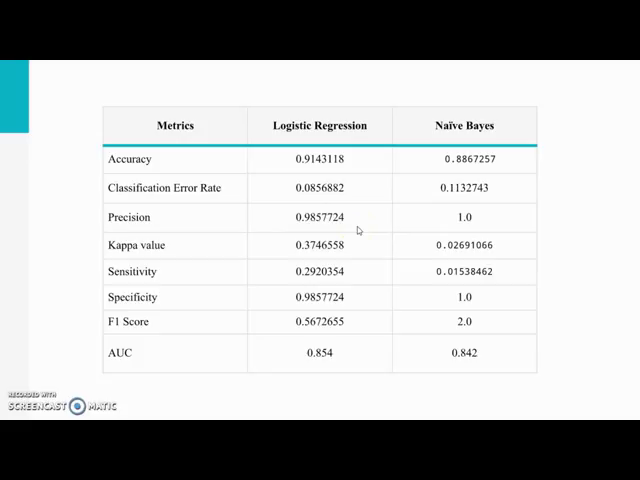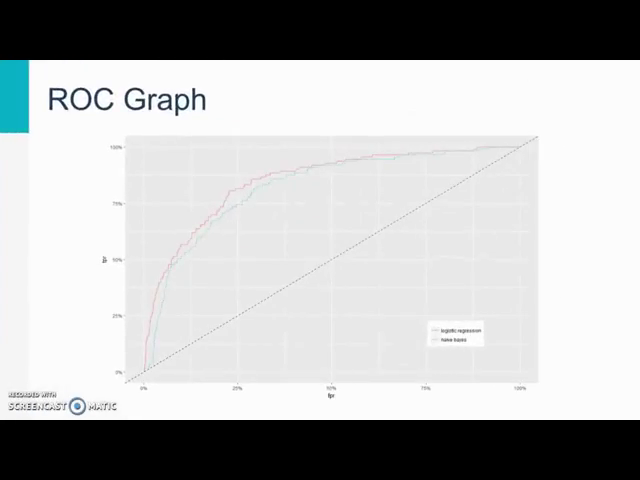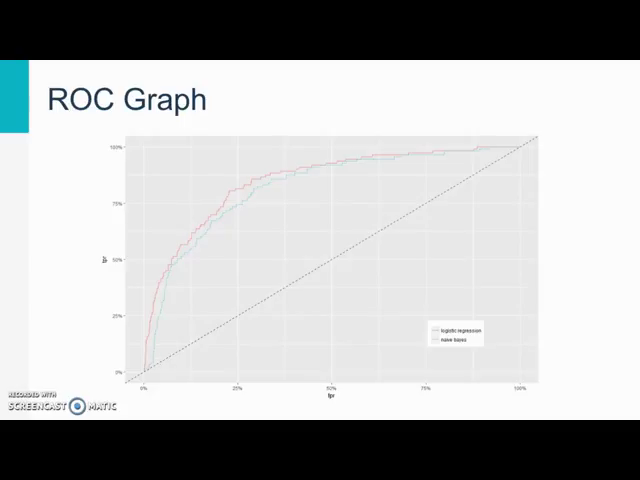Furthermore, the kappa value for logistic regression indicates it has a weak agreement, whereas for naive Bayes it indicates that it has a poor agreement. The next slide is about the ROC graph. This ROC graph is based on sensitivity and specificity. So, the sensitivity of logistic regression is 0.292, whereas the specificity is 0.985. The sensitivity of naive Bayes is 0.015 and the specificity of naive Bayes is 1.0.